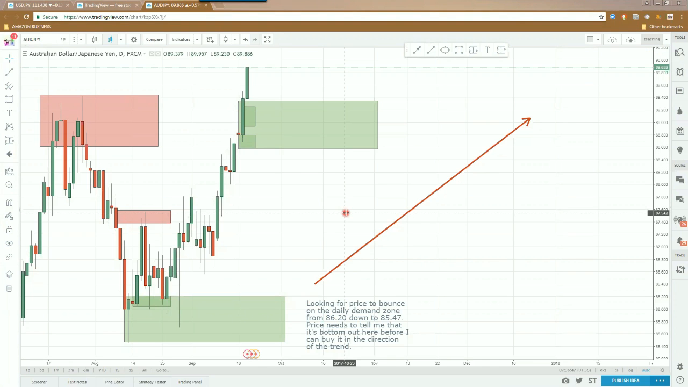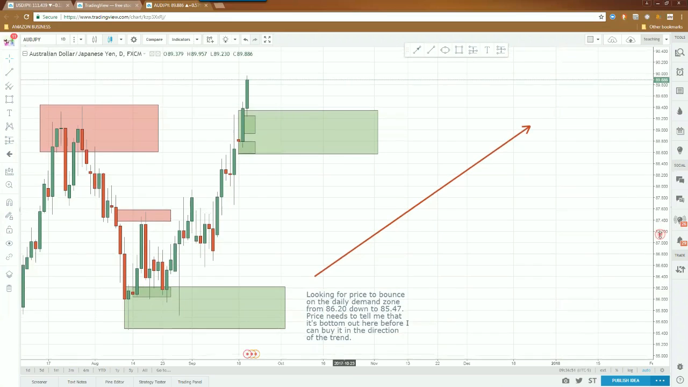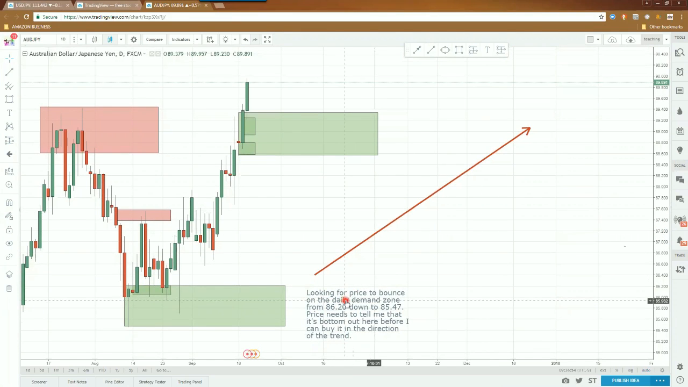Looking at the Aussie yen here on the daily time frame, from a few weeks ago, we put the comment down here saying I'm looking for price to bounce off the daily demand zone and tell me that this is a bottom. Well, lo and behold, it did tell me that it was a bottom, and you can see that we've had about a $4 move since that daily demand zone.